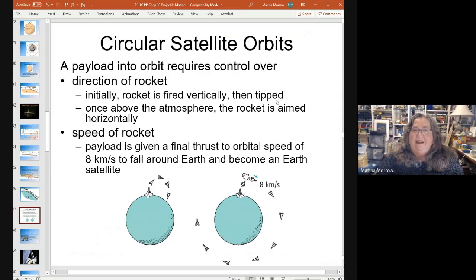So when you send objects out into space, you put them on top of a big rocket so that you can go at least 8,000 meters per second. The rocket has to go upwards and then sideways so that it can go at least 8 kilometers per second once it gets up to the height where it wants to be. And that will keep it going around the Earth. So it's got to have that much orbital speed.